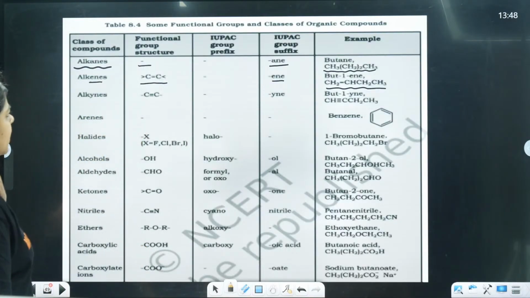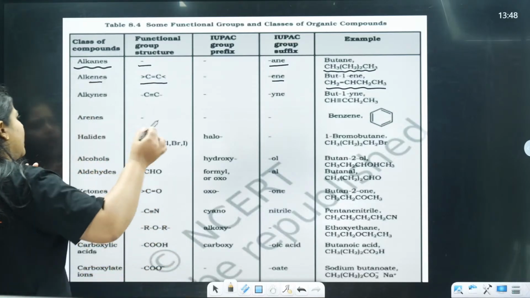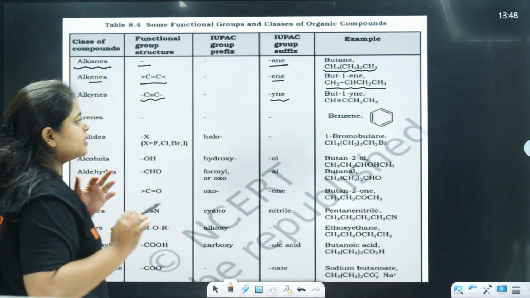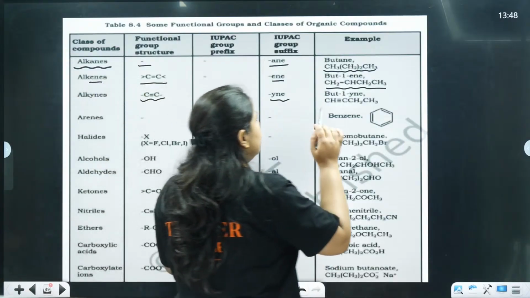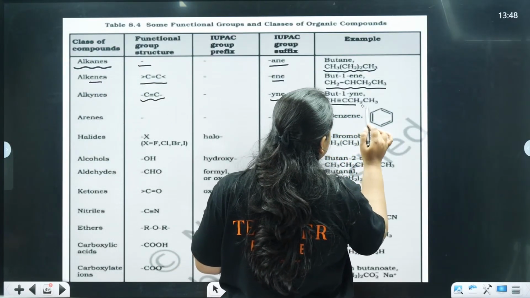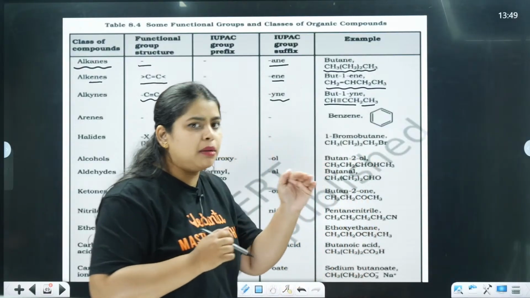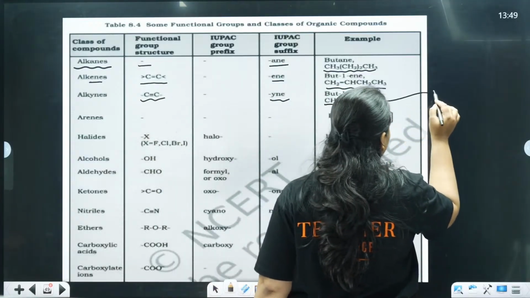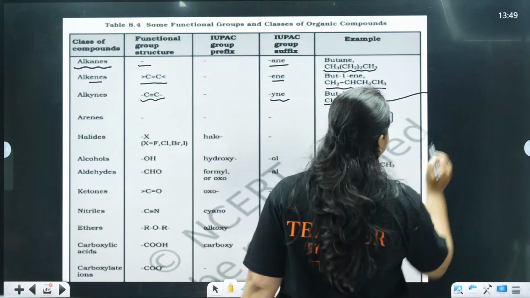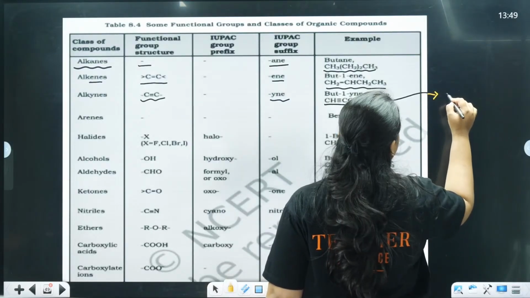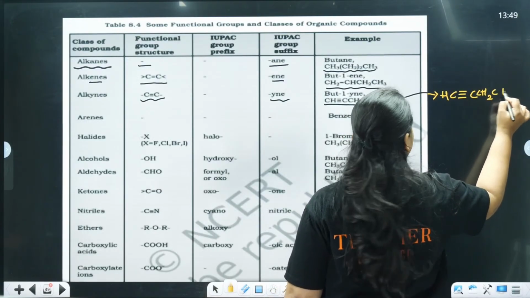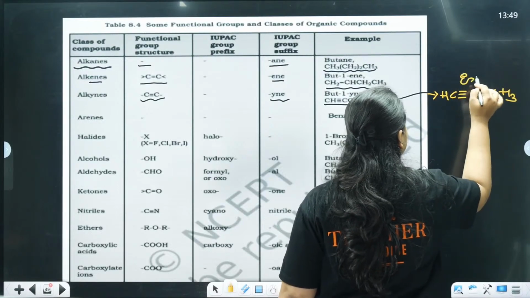Clear? Next comes alkynes. There the suffix is going to be YNE. So the functional group of the structure will be C triple bond C. The example is CH triple bond C CH2 CH3. I know you should not write it in this way; you can write it this way also: CH triple bond C, CH2, CH3. Best example.